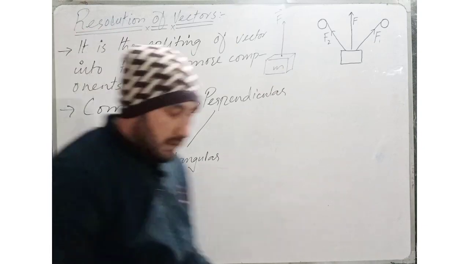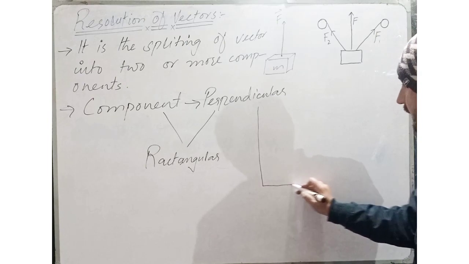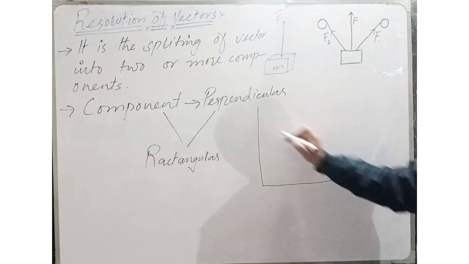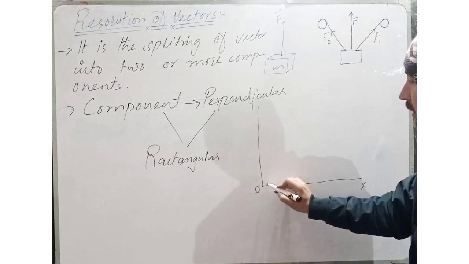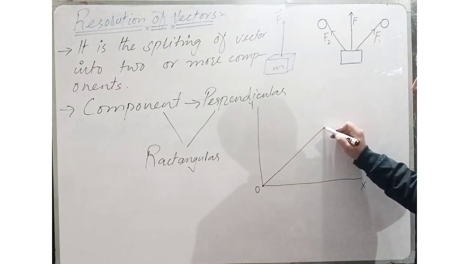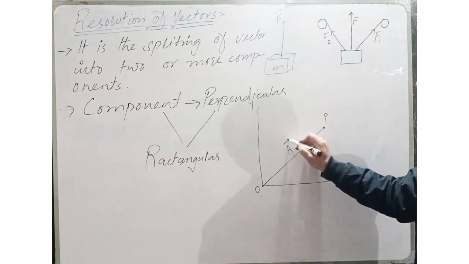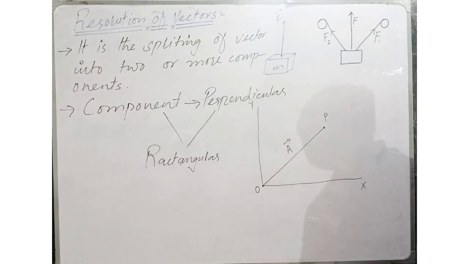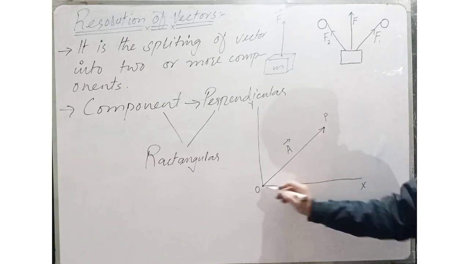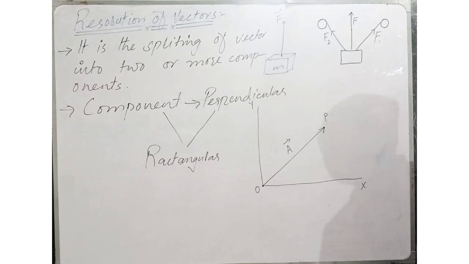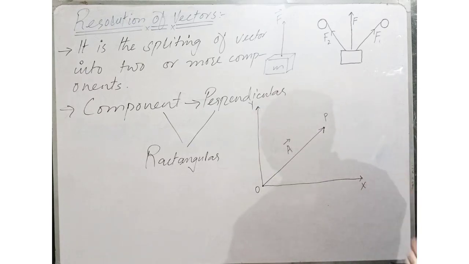So students, let us take an example. Let's say that this is our xy plane, a two-dimensional plane, right? This is the origin, and we are representing the position of a point with a vector, let's say vector A. This vector is representing the position of this point with respect to the origin. Now it is lying in the xy plane.